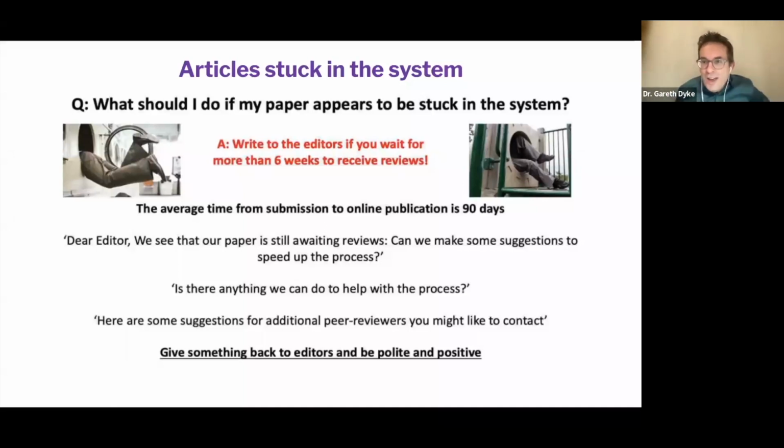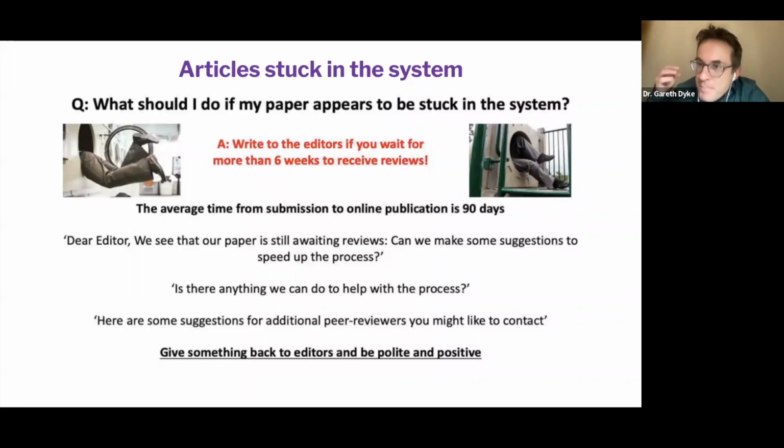Now, what's happening if you've sent a paper to a journal and it's gone out for peer review, but you haven't heard back? What should I do? How long should I wait? The average time from submission to online publication is 90 days. So you must write to the editor at your journal if your paper is in process for more than 6 to 8 weeks.